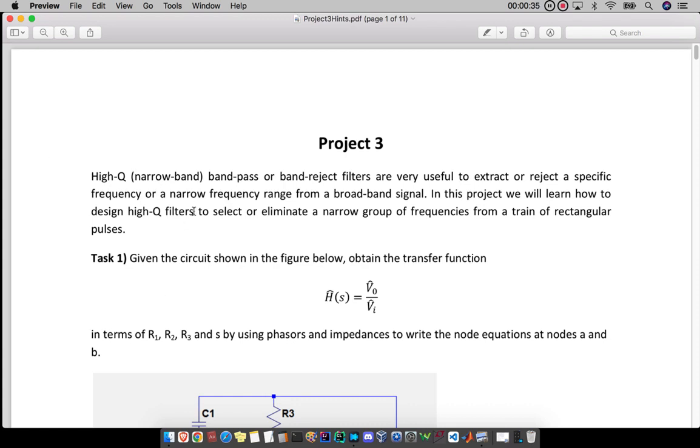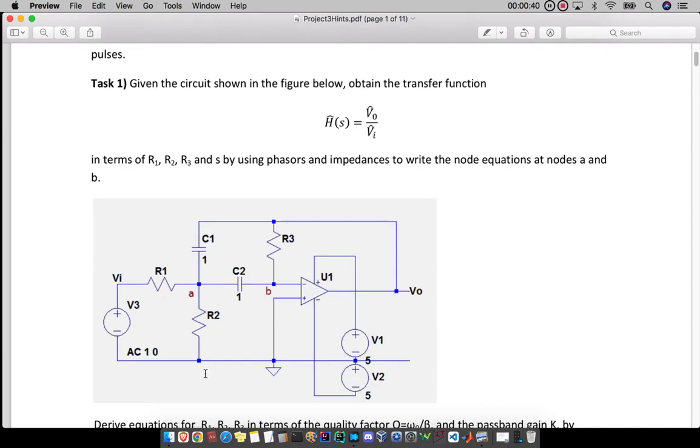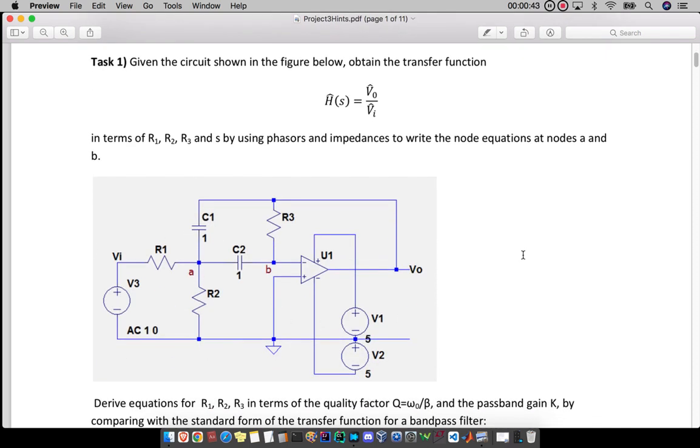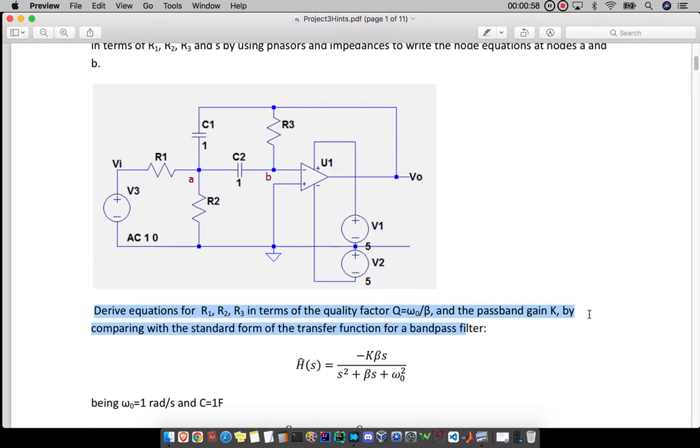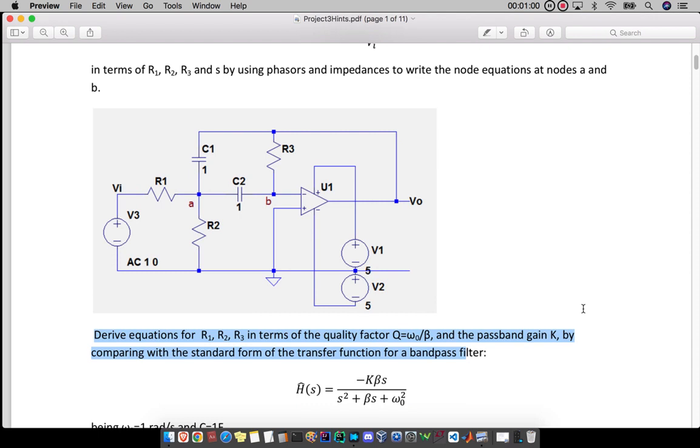high quality bandpass filters. So for the first task in this given circuit here, which again I imagine Matter Day may or may not go over, we have to derive equations for R1, R2, and R3, like so. And for this, there's actually a separate attachment for task 1 of how the equation actually works out.